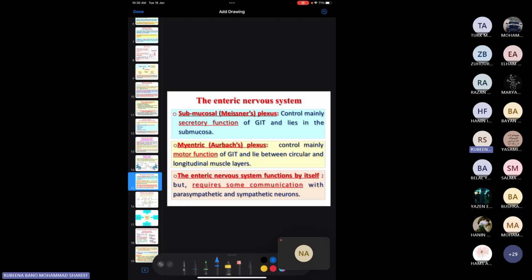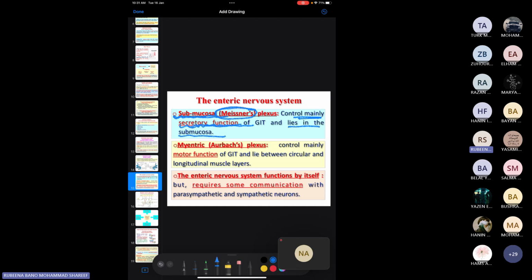Now the enteric nervous system, a little bit more. Please do remember both the names. The submucosal plexus is present in the submucosal layer of the GI wall. It is also called Meissner's plexus. And it controls mainly the secretory function of the GIT and lies in the submucosal layer, as I said.